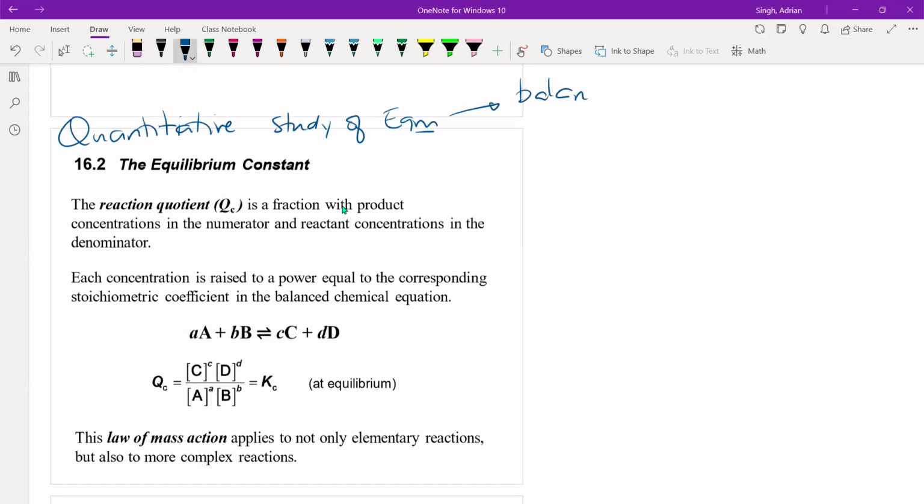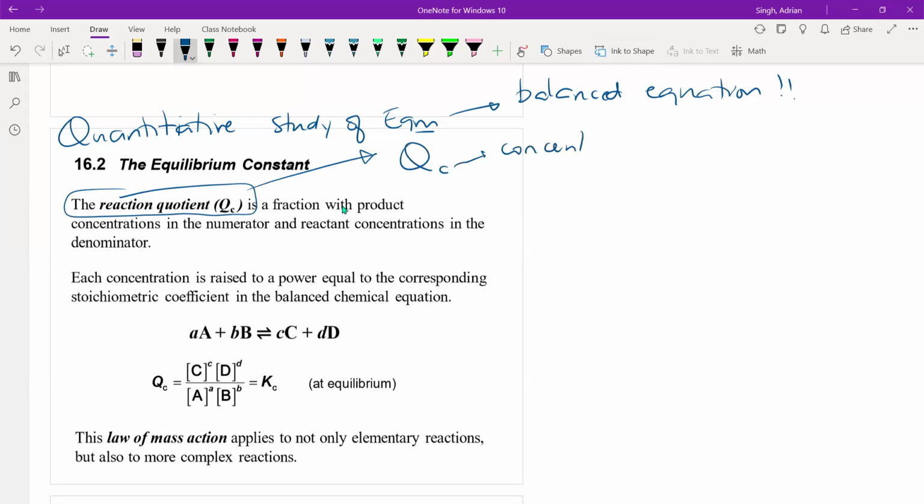So we've talked about the importance of balanced equations in the past. That was stressed a lot in General Chemistry 1. Okay, and this is another place where it is going to be really, really important. And the first thing that we're going to take a look at is something known as the reaction quotient. And that is abbreviated uppercase Q, subscript C, and the C here stands for concentration.